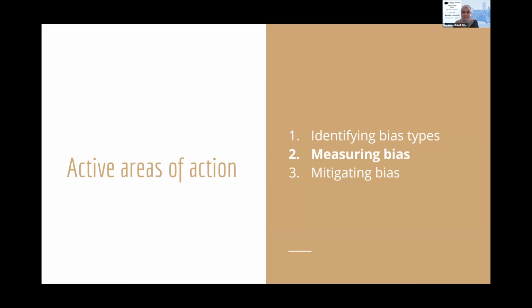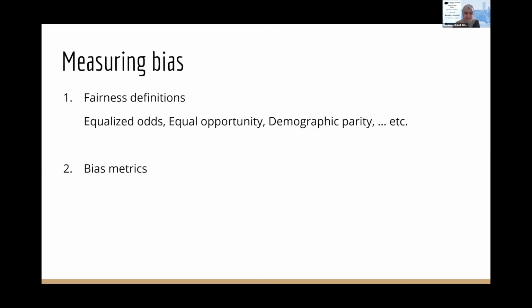That's related to one of the questions: how do we measure it? And that's a question that has been giving me a lot of sleepless nights because I'm actually working on this right now, and I'm hitting my head against the wall, but it's fun. Don't get me wrong. So first, ways to measure bias is really by having fairness definitions, for example equalized odds, equal opportunity, demographic parity. I'm not going to go into details about this.